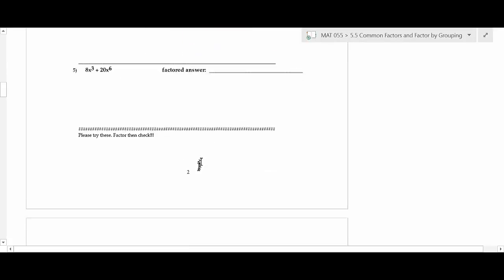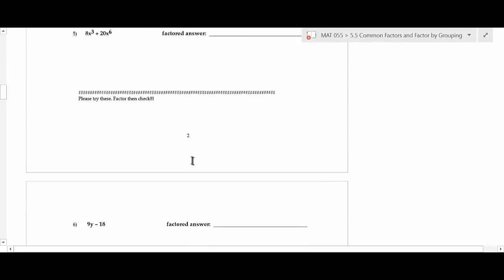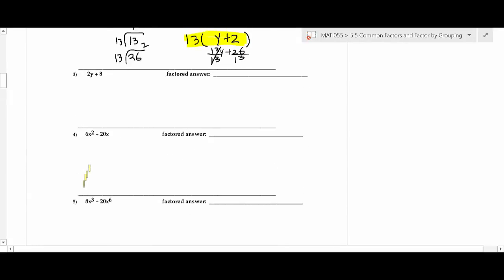Okay, let's wrap up here with one last situation. I want to do 3, and then I'm going to have you just do a few of these, okay? I'm not going to do 4 and 5. We'll save that for next week. So if you have 2 and 8, the biggest number that divides into those is 2. So the greatest common factor is 2. So we'd have a 2 here, okay?